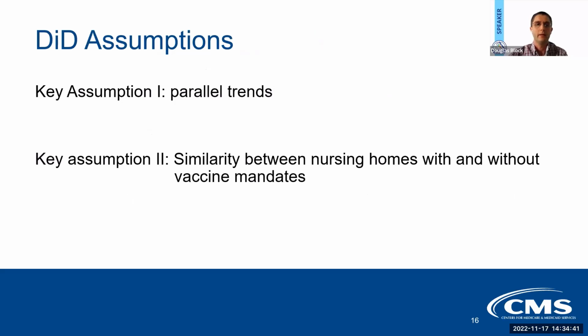Next slide, please. Now, with any statistical method, you really want to understand what assumptions go in, because if the assumptions aren't met, the method is not going to work correctly. And so this method requires two assumptions, which we'll talk about. One is parallel trends, and the other is, in general, the more similarity you can have between each group, i.e. nursing homes that had a mandate and those that didn't, the more we can think that our results are generalizable.